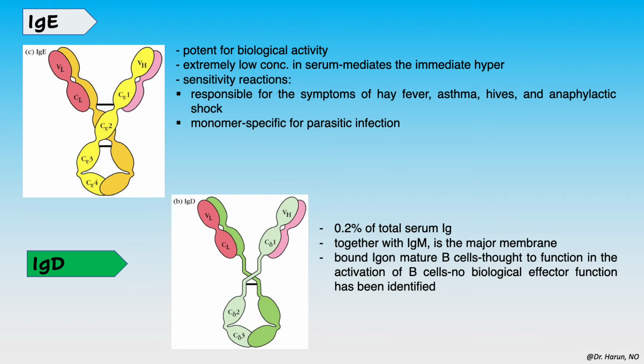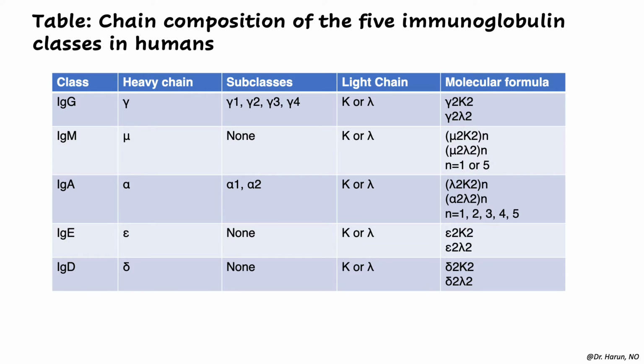Whereas IgD is about 0.2% of total serum in our body. Then together with IgM it is the major membrane Ig, because IgM is about 80 to 96%, right? So normally it can bind to mature B cells, with the function towards the activation of the B cell, whilst no biological effector function has been identified so far for IgD.